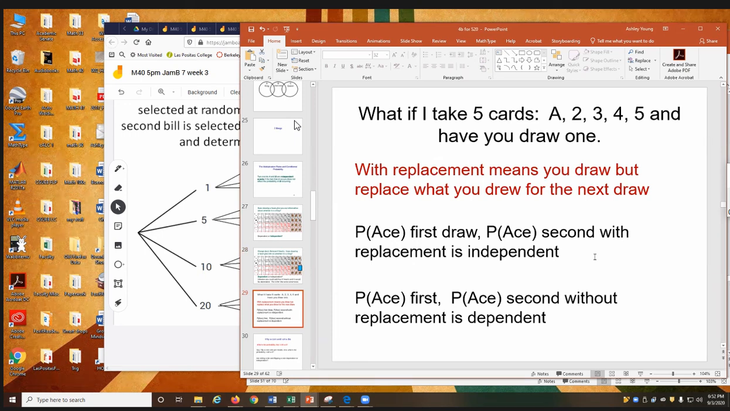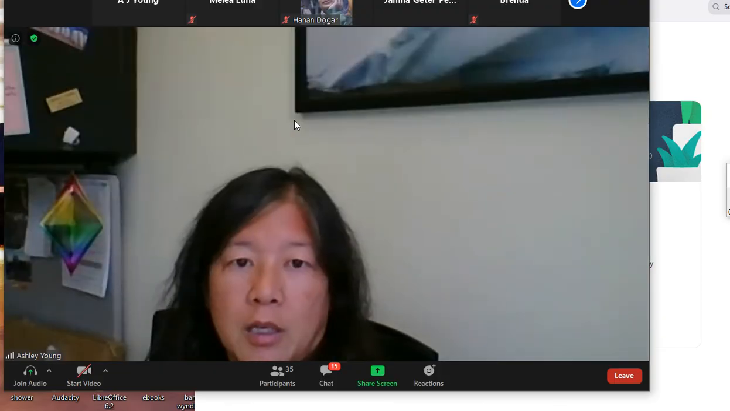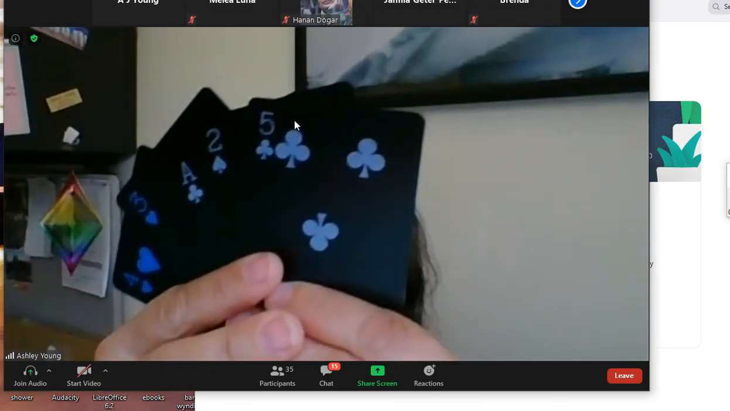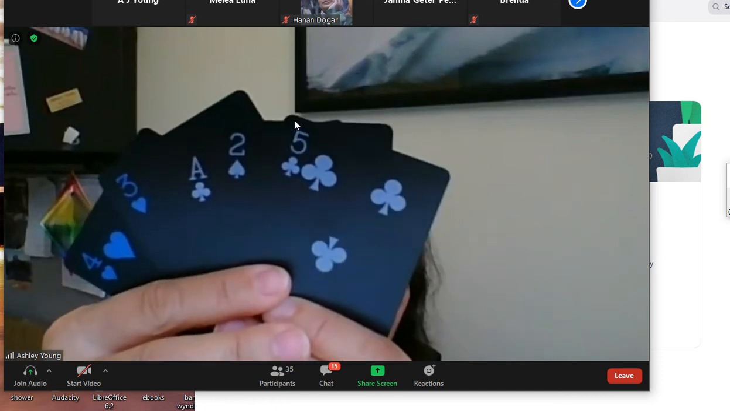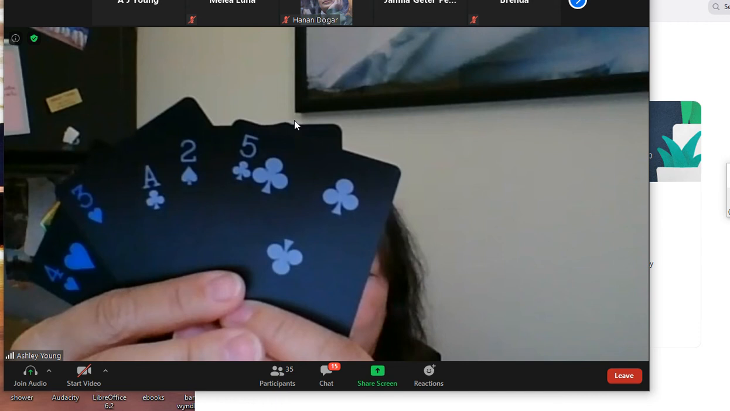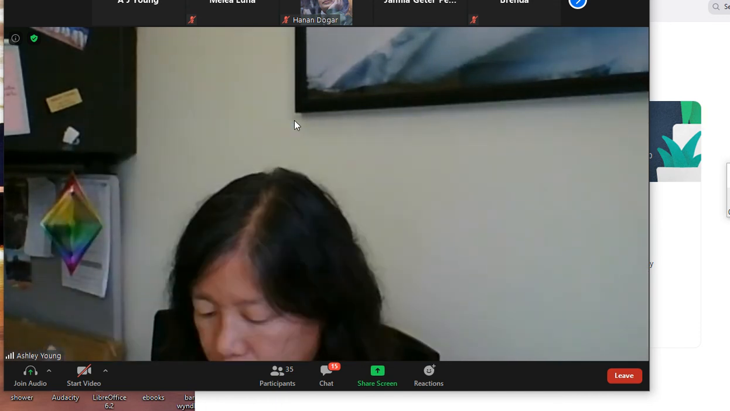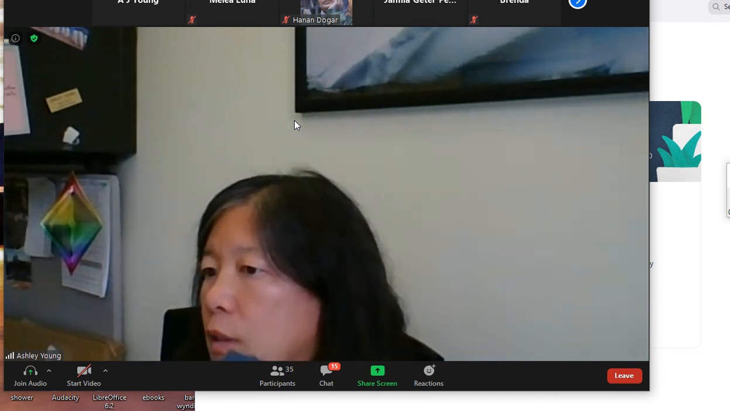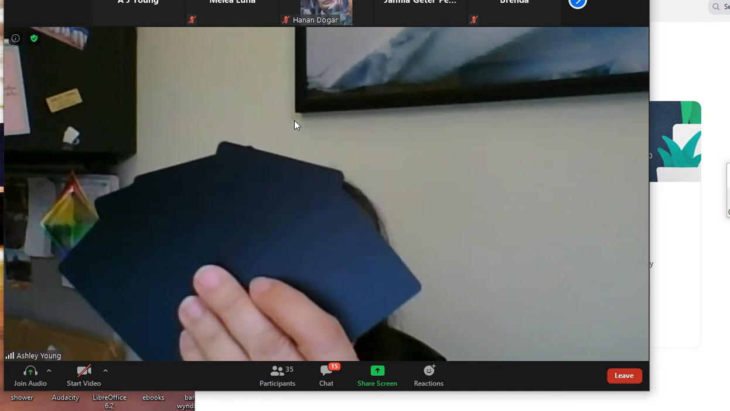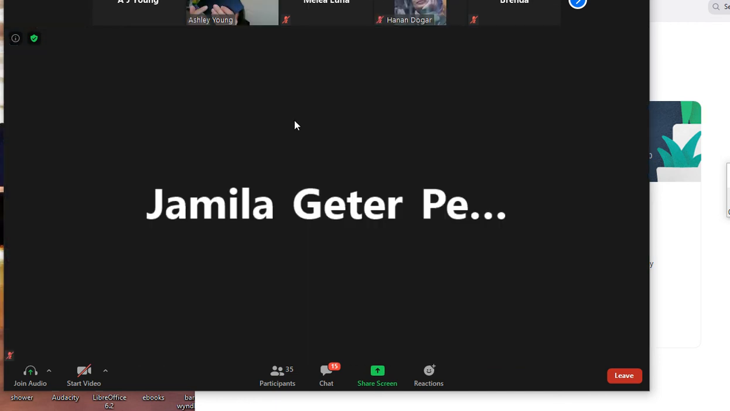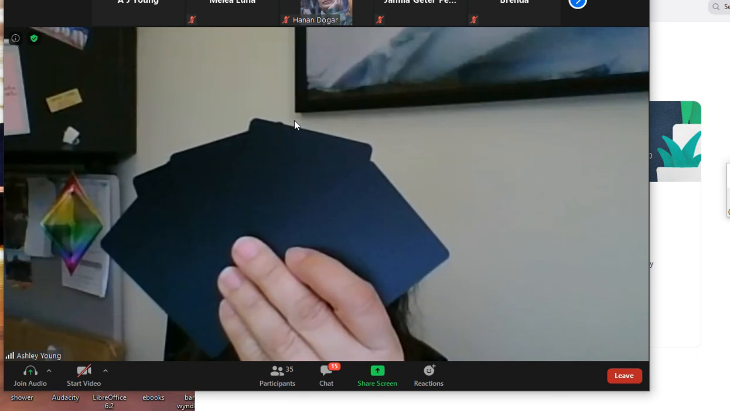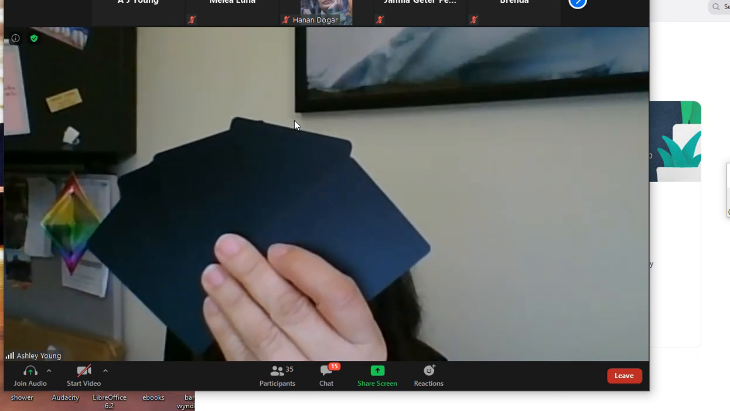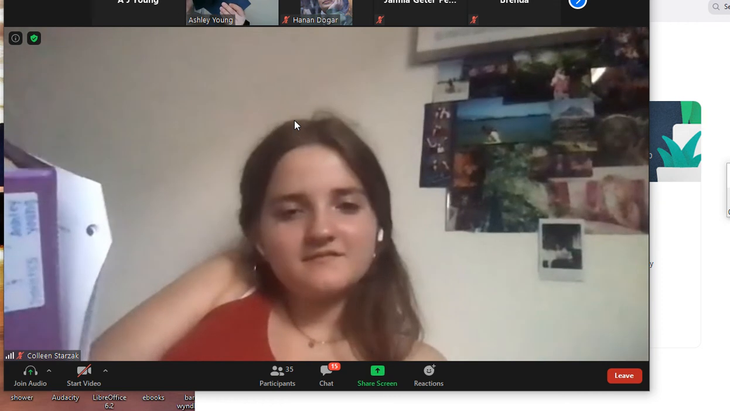Where'd my 4 hearts go? Here it is. Okay. I don't know if you guys can see this. Here are 5 cards. Everyone good with that? Ace through 5. I'm going to mix them up. Colleen, choose one. First, second, third, fourth, or fifth. The second one. All right, Colleen chose this one.